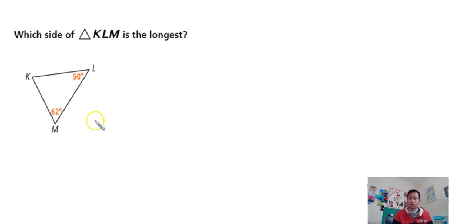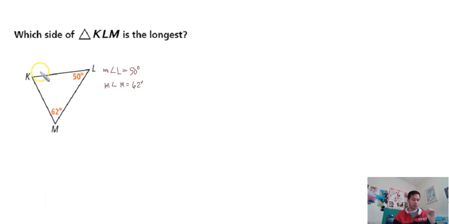Now it's the opposite way. A while ago the example gave the measures of the sides. Now the measures of the angles are given. The measure of angle L is 50 degrees, and the measure of angle M is 62 degrees, with an unknown measure of angle K.